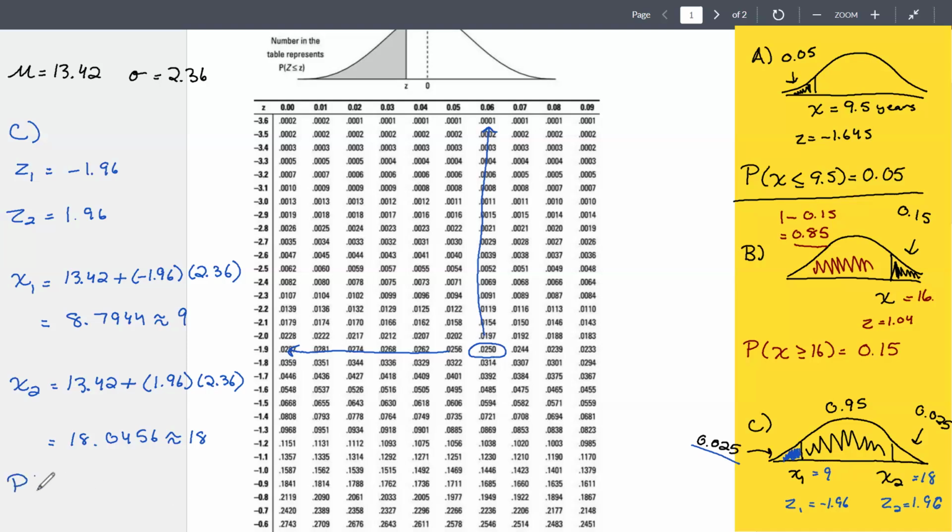So this means that the probability that a dog is going to live somewhere between 9 and 18 years is about 95%. Just 95% that any dog I get is going to live somewhere between 9 and 18 years.